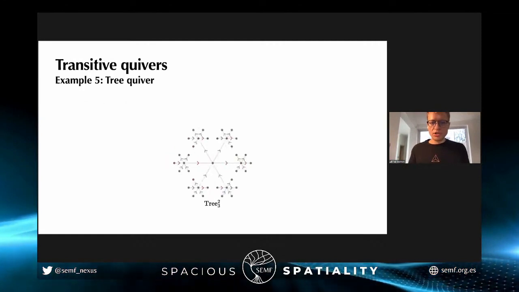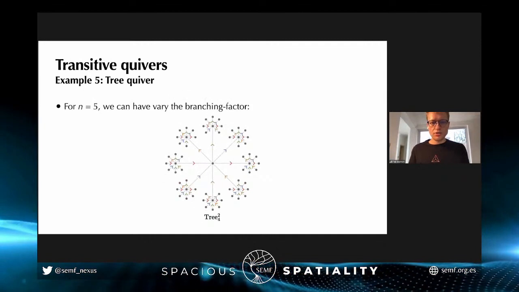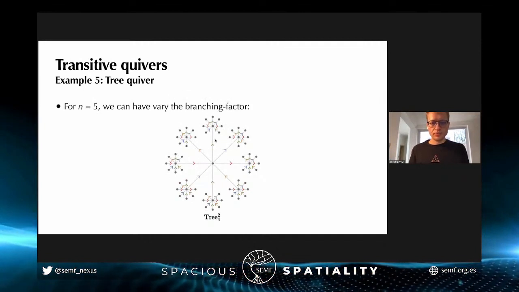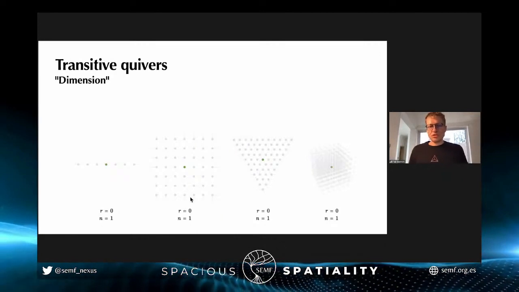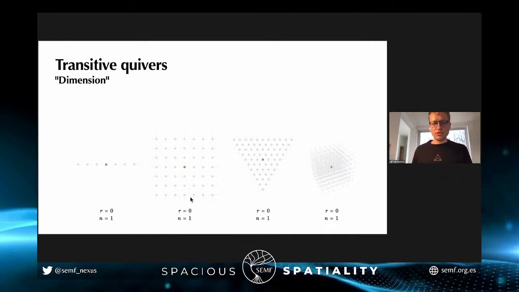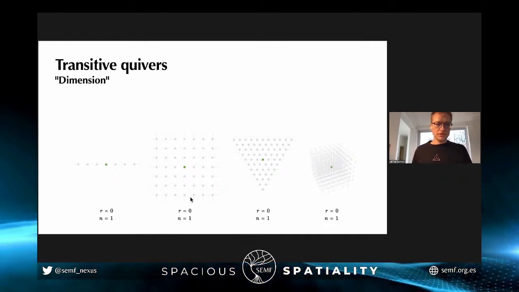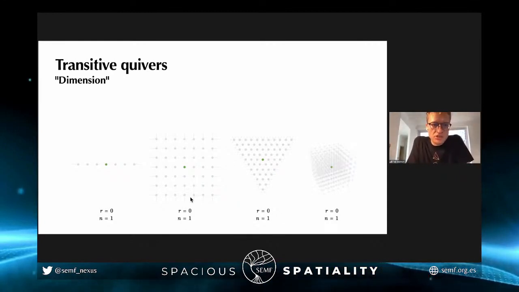But you can also consider trees with three cardinals, four cardinals, and so on. Okay, these are meant to be very, very simple examples of highly regular quivers that share some of the properties we're familiar with from Euclidean space, from the space that we actually live in. And one of the most basic properties you can think of is dimension.